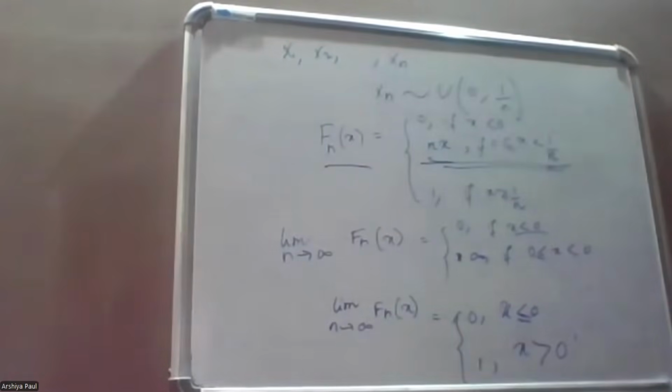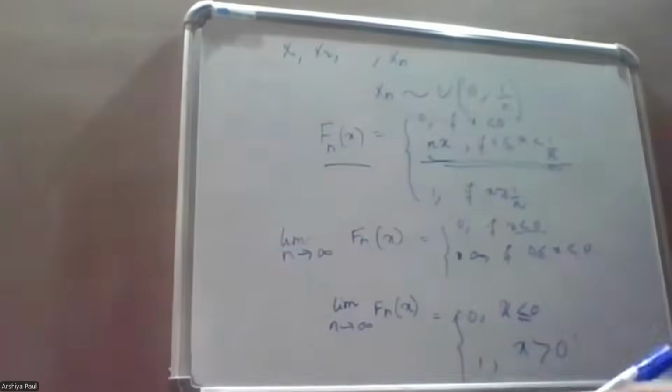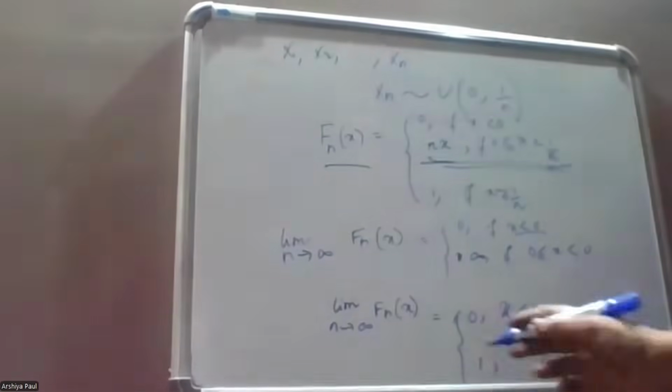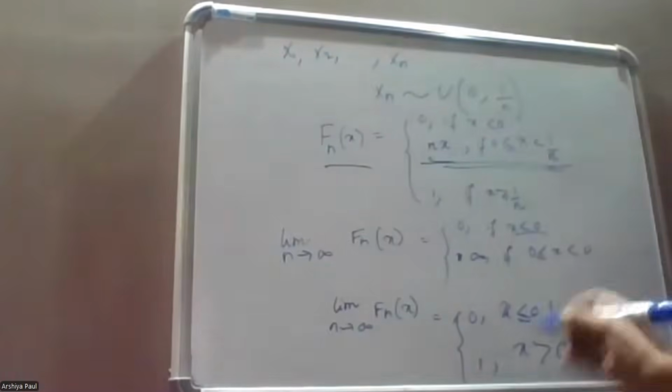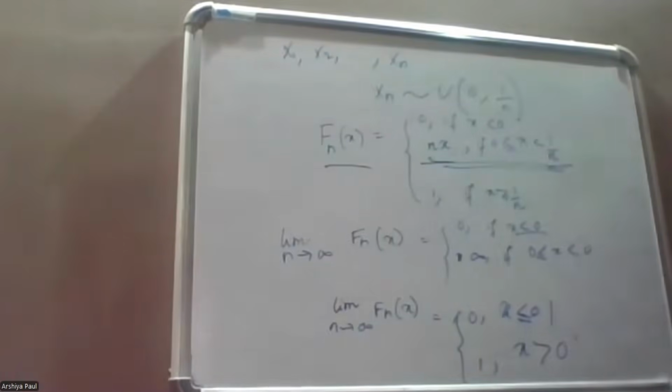What are the properties of a distribution function? No, it's not a distribution function. How can you say that? Because one of the properties of a distribution function is that it has to be right continuous. So it's not right continuous at 0. So can it converge to a distribution of a random variable? No, it cannot.